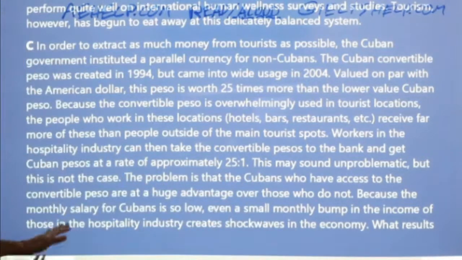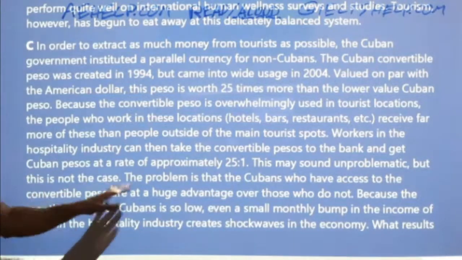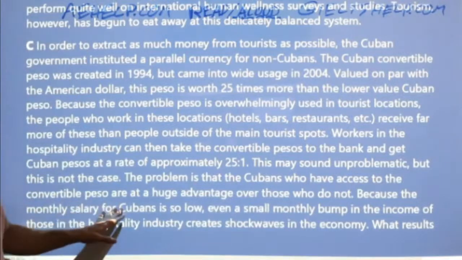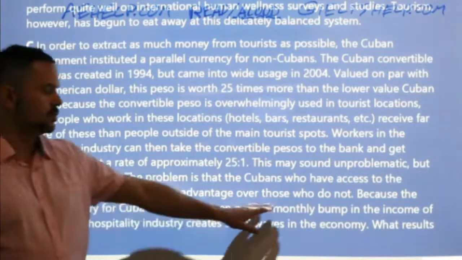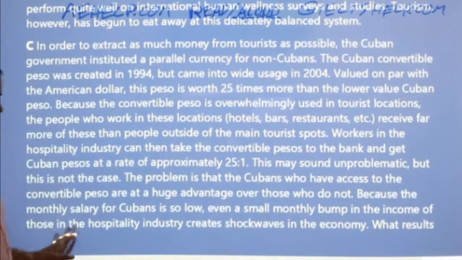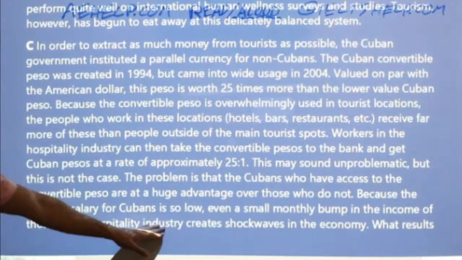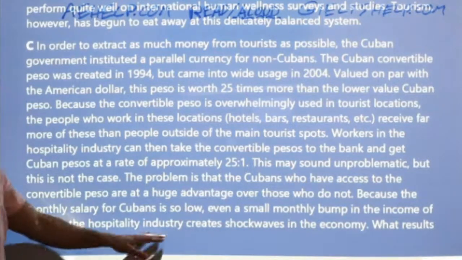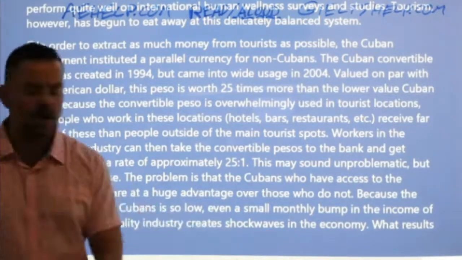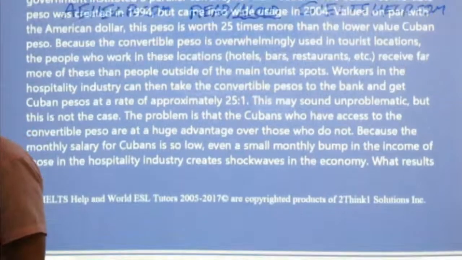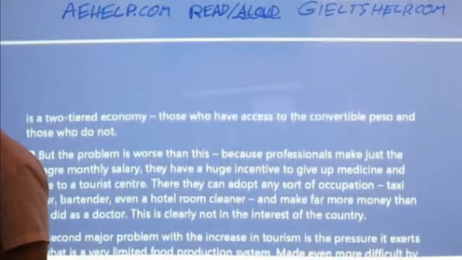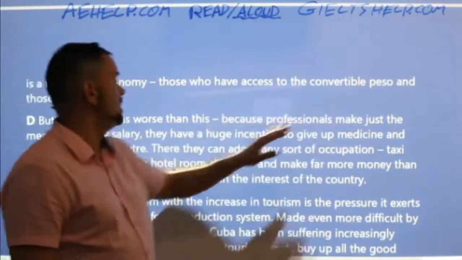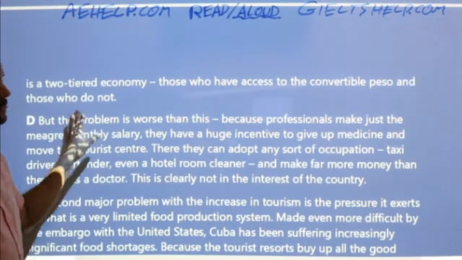This may sound unproblematic, but this is not the case. The problem is that the Cubans who have access to the convertible peso are at a huge advantage over those who do not. Because the monthly salary for Cubans is so low, even a small monthly bump in the income of those in the hospitality industry creates shockwaves in the economy. What results is a two-tiered economy, those who have access to the convertible peso and those who do not.